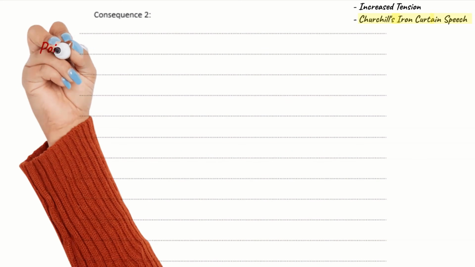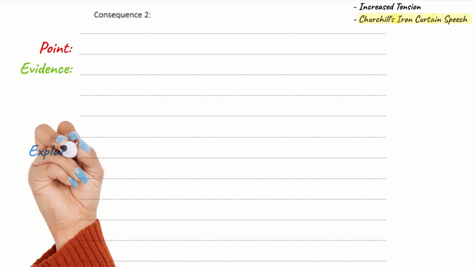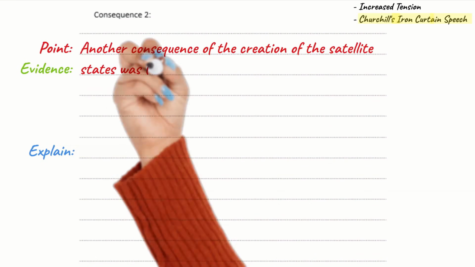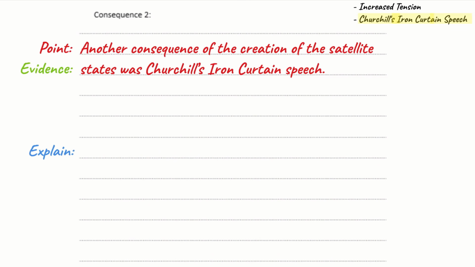Our second consequence is going to be Churchill's Iron Curtain speech. So again, I'm going to need a point, evidence, and explanation which demonstrates the link between the 2 events. So my point will be, another consequence of the creation of the satellite states was Churchill's Iron Curtain speech. Remember, keep it simple. This only carries 4 marks. So I'm going to add a couple of sentences just giving the detail which supports my point.